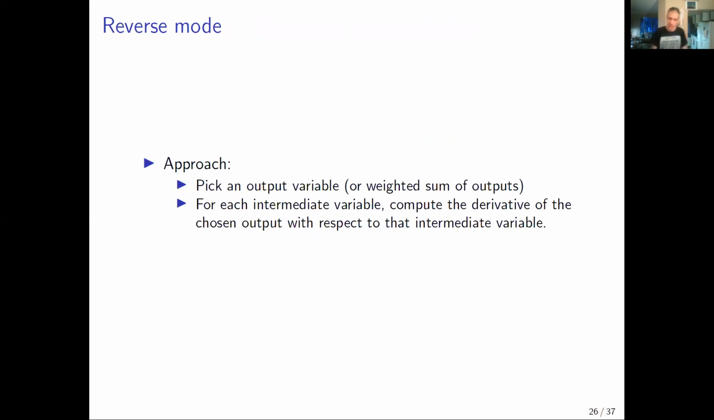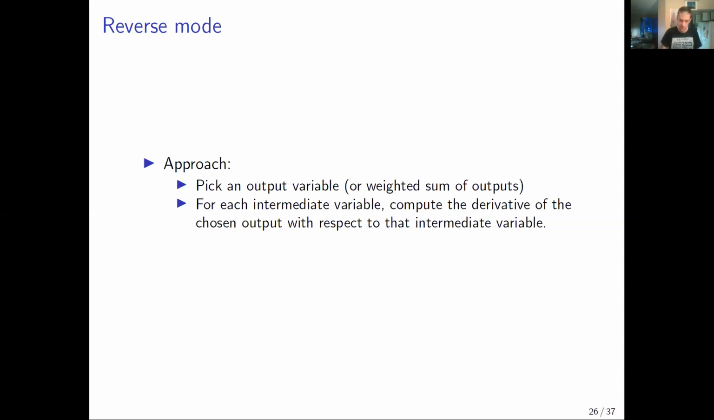Okay, so we said before that forward mode unfortunately doesn't solve the problem that motivated us. But now we can talk about reverse mode, which will solve this problem. And so what's the approach of reverse mode? Well, in forward mode, remember, we picked an input variable, and then we computed the derivative of all intermediate variables with respect to that input variable. So reverse mode, we can think of this as sort of taking the dual approach. In reverse mode, instead of picking an input variable, we pick an output variable. And then for each intermediate variable, we compute the derivative of the chosen output with respect to that intermediate variable.